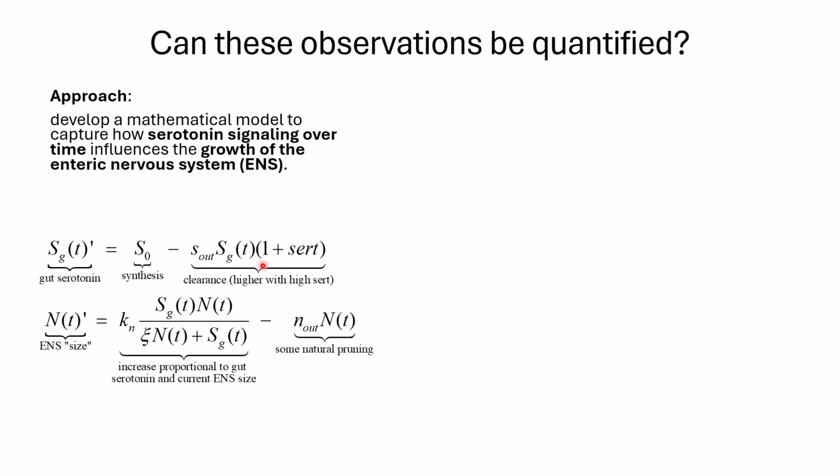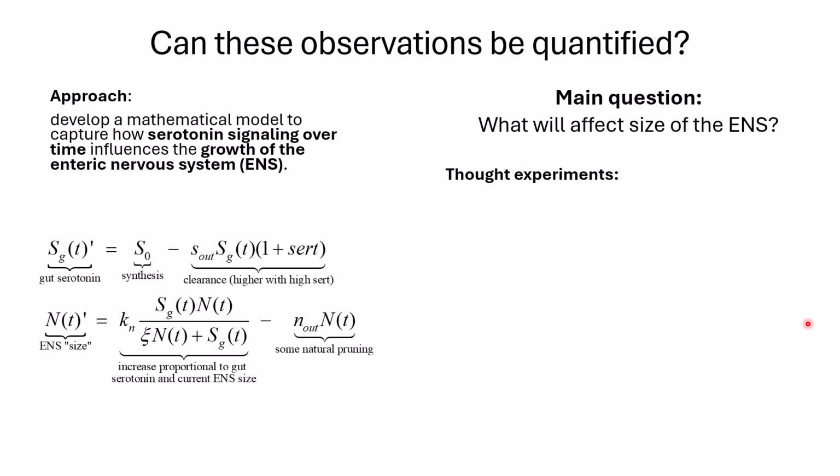Whatever is remaining is what's going to actually contribute to building the enteric nervous system, quote unquote, size. However that is quantified. And it will be increased proportionally to gut serotonin and obviously to the current ENS size. So if I have a lot of this SG remaining, then I will have more building blocks to work with to build my enteric nervous system. If a lot of this gets cleared out and then taken out in the platelets, obviously I will have less to go on here. And the main question is, what will affect the size of the enteric nervous system?